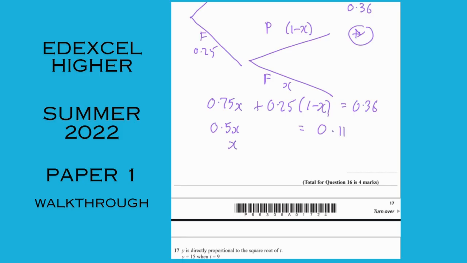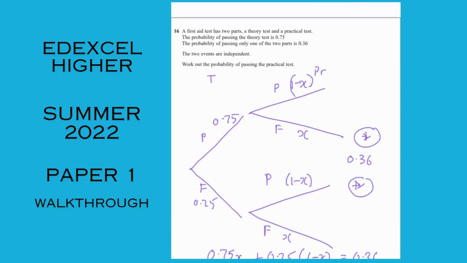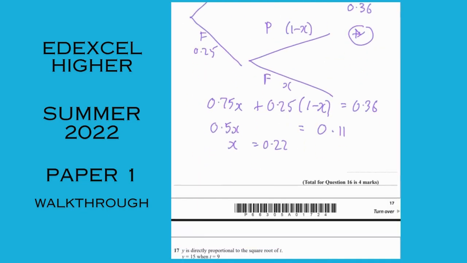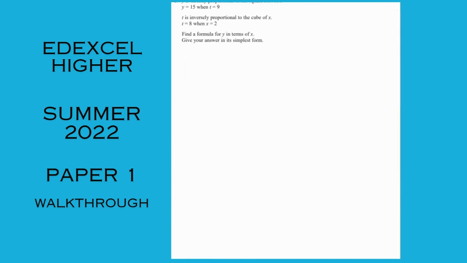So I'm getting, double both sides, x is 0.22, but that's not my answer, because it did ask the probability of passing the practical. So it actually wants the probability of the top branch, x I happen to have put on the bottom branch. So obviously it would have been easier to put the x on top, but never mind.